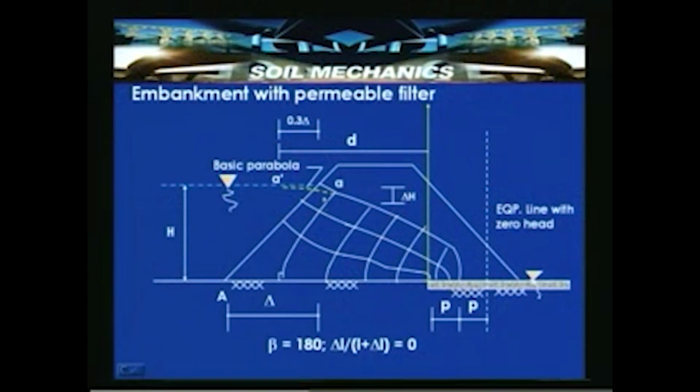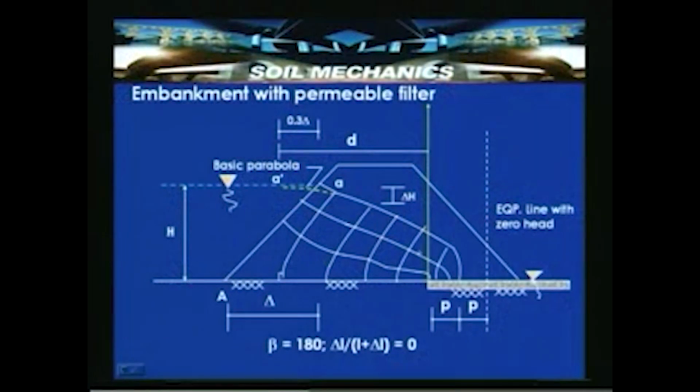If you connect it to the previous lecture, the Casagrande's solution, delta L by L plus delta L is equal to 0. So which is the case which is representing that particular property here, the properties of the parabola. And now in this case, H is the head loss. So delta H is the drop between any two consecutive equipotential lines.